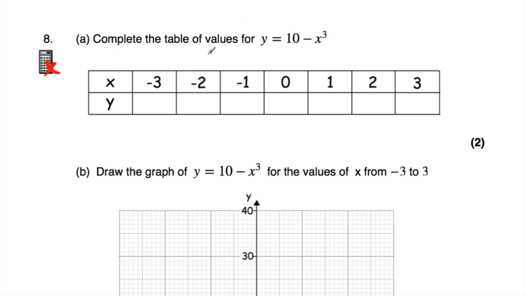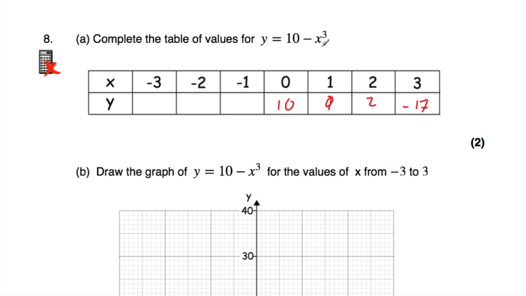So question number 8, this time we've been asked to complete the table of values for 10 take away x cubed. So we're going to do 10 subtract whatever the value of x cubed is. So here, 3 cubed is 27, so we're going to do 10 take away 27, which is negative 17. 2 cubed is 8, so we're going to do 10 take away 8, which is 2. 1 cubed is 1, 10 take away 1 is 9. 0 cubed is 0, 10 take away 0 is 10. Negative 1.